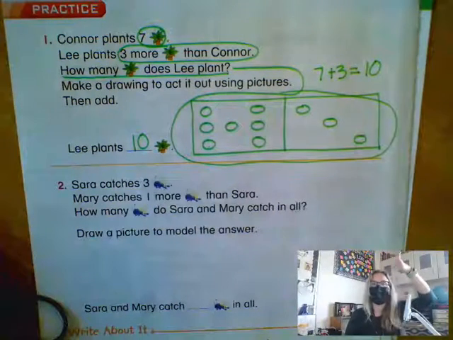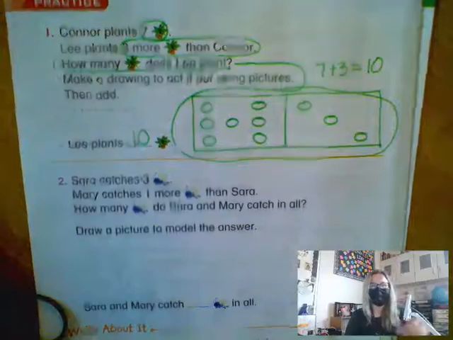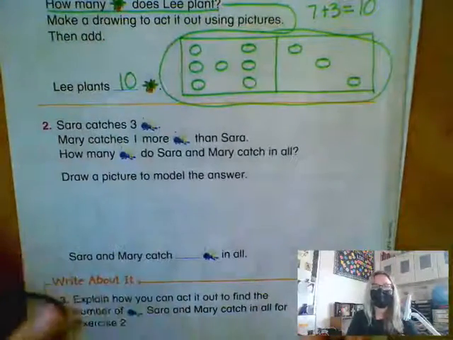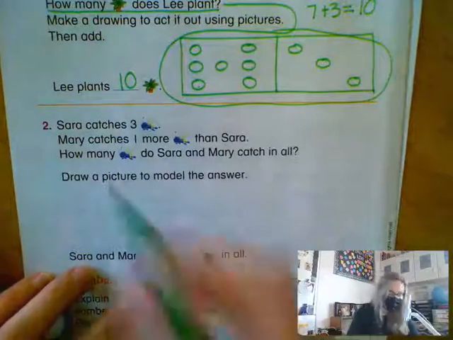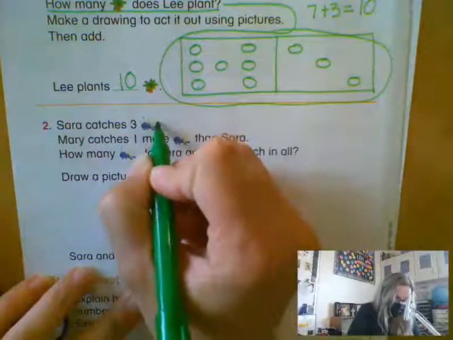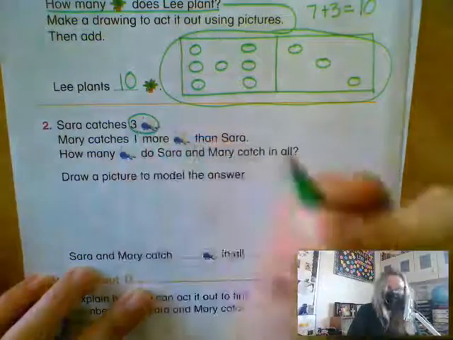Thumbs up if you get it. Awesome. Let's look at number 2 where we're learning about Sarah. It says Sarah catches 3 lightning bugs. Circle the 3 lightning bugs.